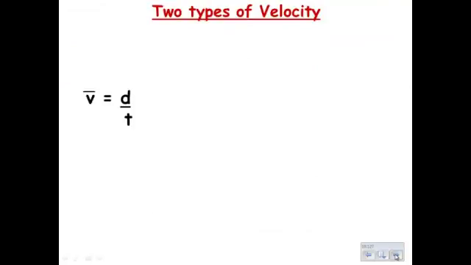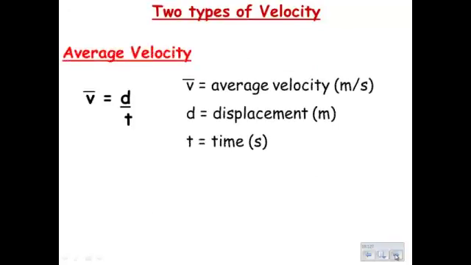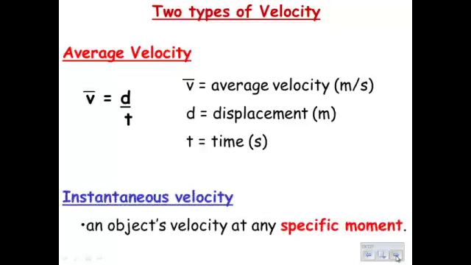And there are two different types of velocity. There is average velocity. This is the formula that appears in your reference tables. Notice the little bar over the v. That stands for average, and velocity is measured in meters per second. And since we're talking about velocity, a vector, the d here stands for displacement, also a vector. That would be measured in meters. And t, time, is measured in seconds. Velocity equals displacement divided by time.